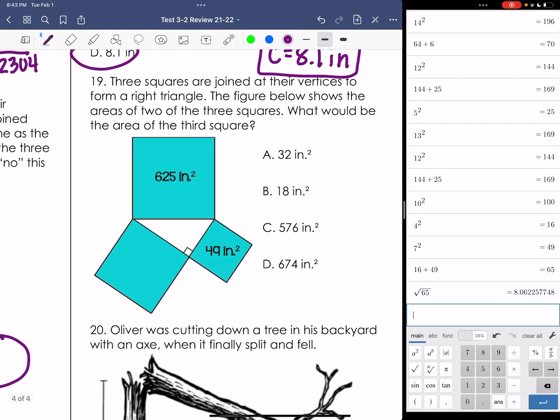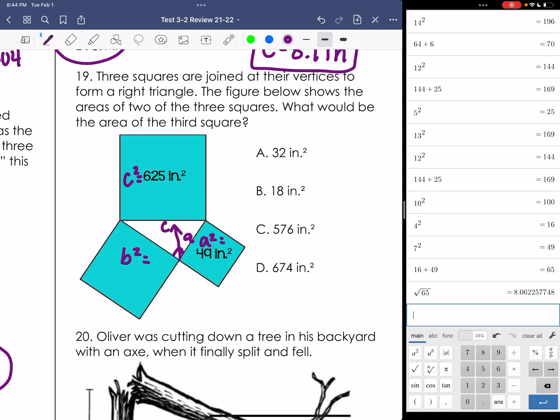Okay, for number 19, it says 3 squares are joined at their vertices to form a right triangle. The figure below shows the area of 2 of the 3 squares. What would be the area of the third square? First, we should identify our 90-degree angle, and we see here that this points to C. So C squared equals 625. I'm going to label this side as A, so A squared equals 49, and I am looking for the area of B squared. Now remember, when we add together the area of our two smaller sides, it equals the area of our largest side. However, they've given us the area of our largest side and one of our smaller sides, and we're looking for the area of the other smaller side.